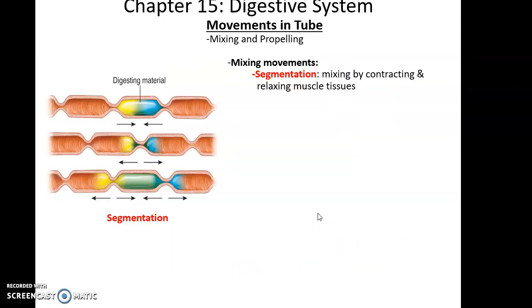So, big job is moving materials along. One kind of movement is actually more of a mixing. Here, the muscles in the alimentary canal will contract in certain areas, back and forth, moving the digesting material back and forth, mixing it. And this process is called segmentation.